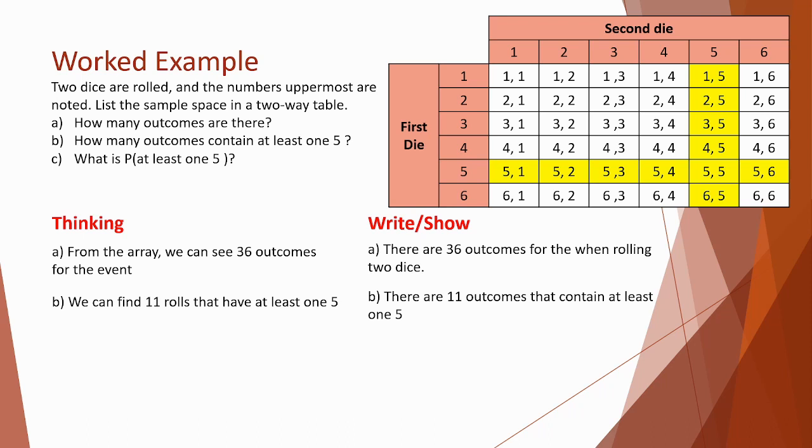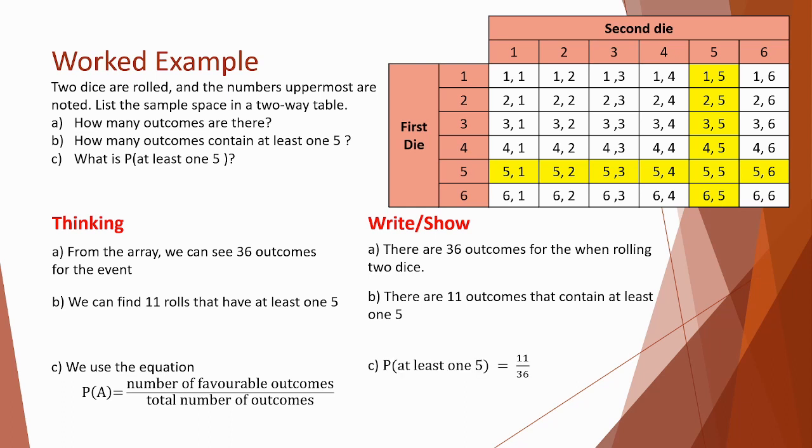So for the last part, what is the probability of at least one 5? I need to use the equation that I learned when I did theoretical probability. And if you've forgotten about that, you can click on the card in the top corner. And our probability is the number of favorable outcomes over the total number of outcomes. So we've just worked out how many favorable outcomes. There were 11 of those. And how many were total? There were 36 total. So all I need to do is write that down. The probability of at least one 5 is 11 over 36. Now, if I could simplify those numbers, I'd make it into a simpler fraction.